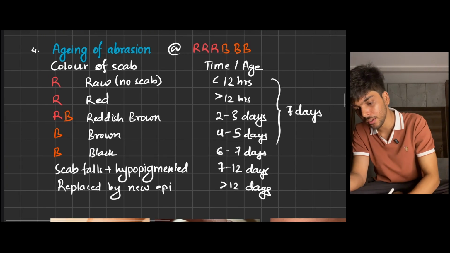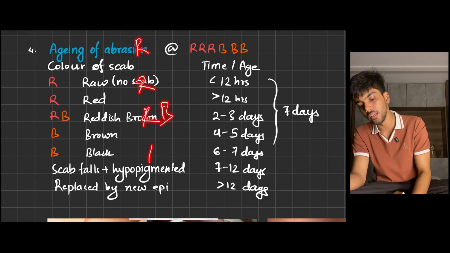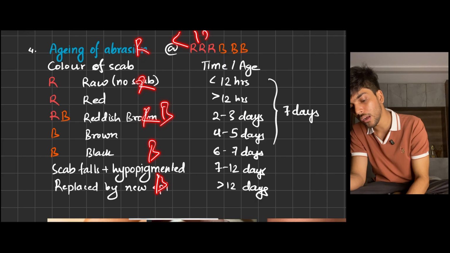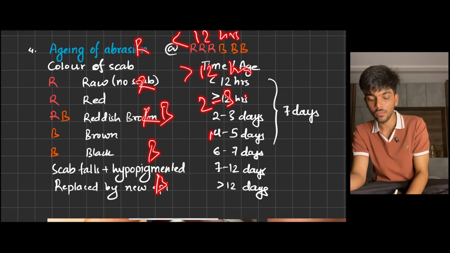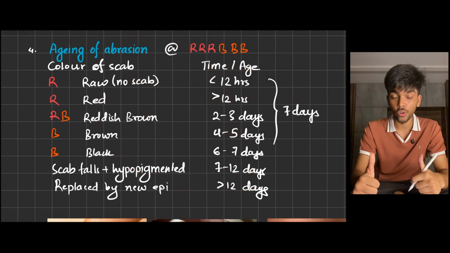Okay, so this is it. Just remember R, B: less than 12 hours, more than 12 hours, 2 to 3 days, 4 to 5 days, 6 to 7 days, and you are good to go.